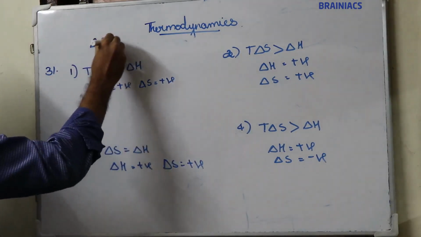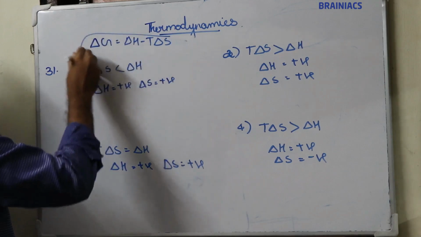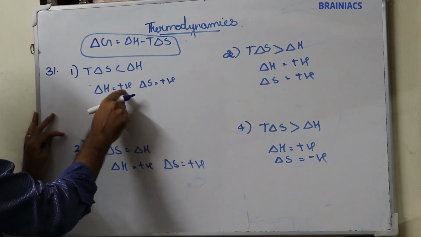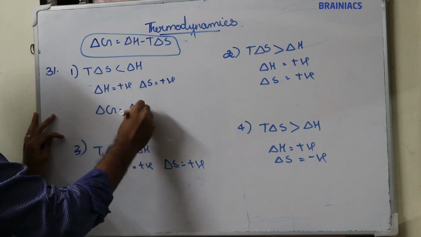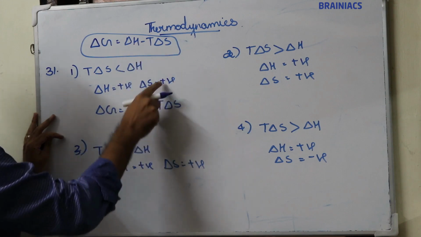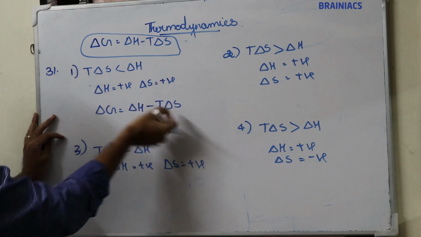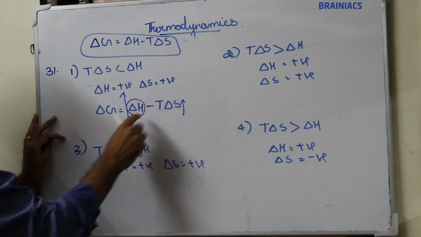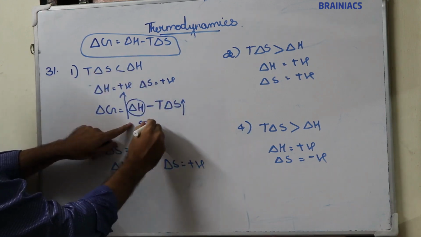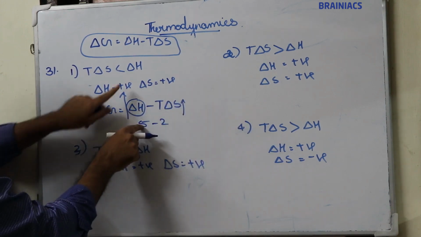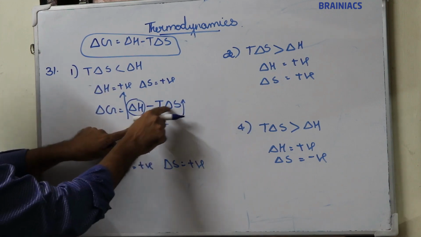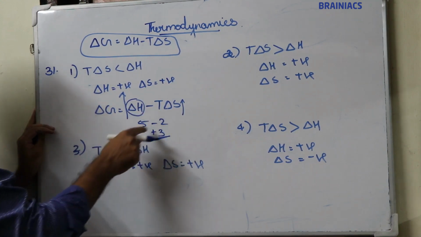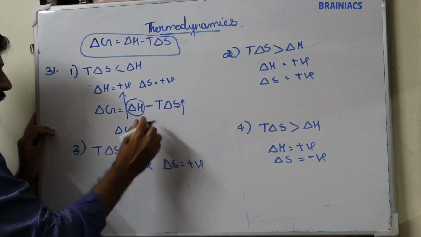Now according to Gibbs equation, delta G is equal to delta H minus T delta S. So delta G is equal to delta H, which is positive, minus T delta S, where delta S is positive. And T delta S is less than delta H. If delta H is 5, T delta S will be less than 5. Let it be 2. 5 minus 2 gives plus 3. Delta G plus value means it is non-spontaneous. So this is not the answer.